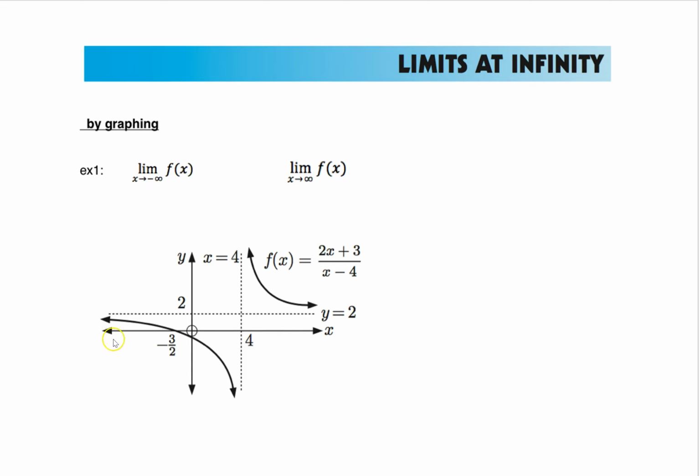So what does that mean? Remember, negative infinity is over here. So what's your graph doing? Looks like it's getting really close to 2. That's your limit. Look at this one. Limit as x approaches infinity of f of x. So remember, infinity's, no, that's negative. This is infinity over here. What's your graph doing? Going close to 2.